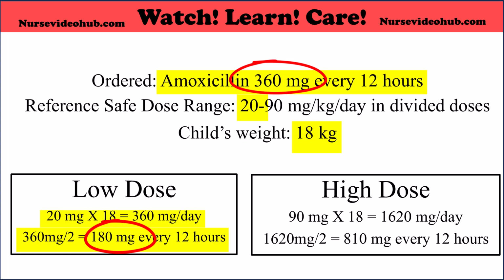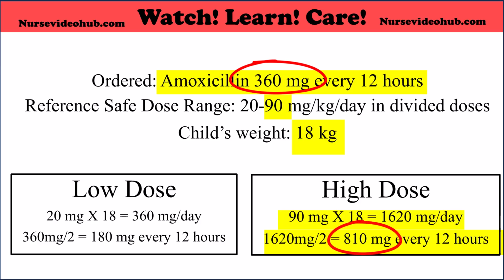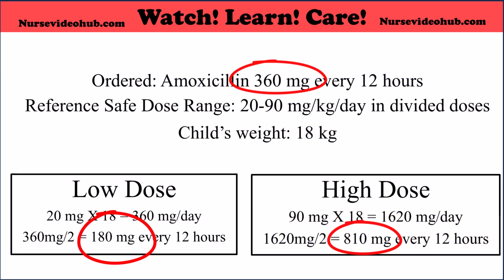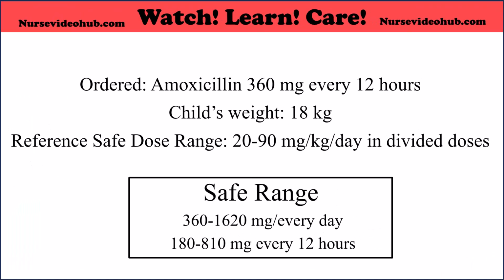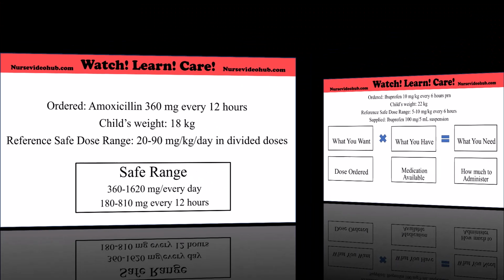Now you need to ensure it is at or below the high dose. The high dose is 90 milligrams times 18 divided by 2. The high dose is 810 milligrams every 12 hours. This number is higher than the 360 milligrams ordered. This dose is safe, falling between the low and high dose range. The safe daily range of this medication for this patient is between 180 and 810 milligrams every 12 hours. The 360 milligram dose is within the safe range.